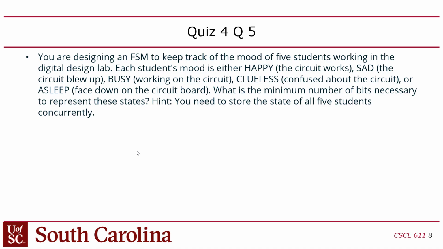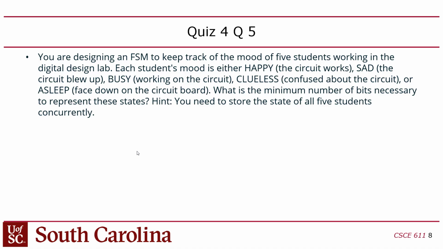Okay, so the problem is that you could design this where you had a separate state machine for each student, or you could design one monolithic state machine. In this case, we're creating one state machine that has to keep track of the moods of all 5 students. So you have to be able to keep track of every possible assignment of mood to all of the 5 students, right?